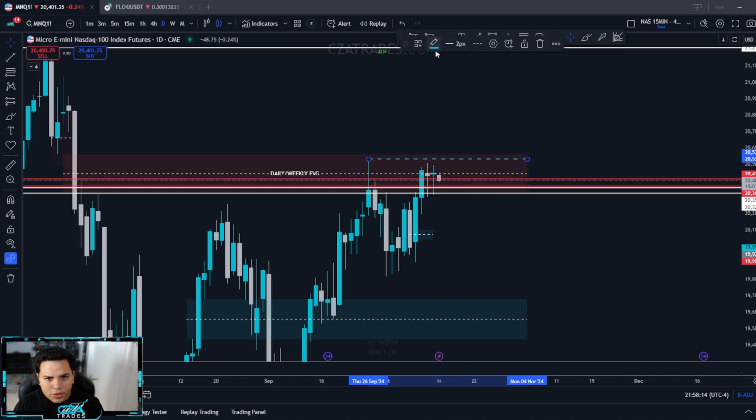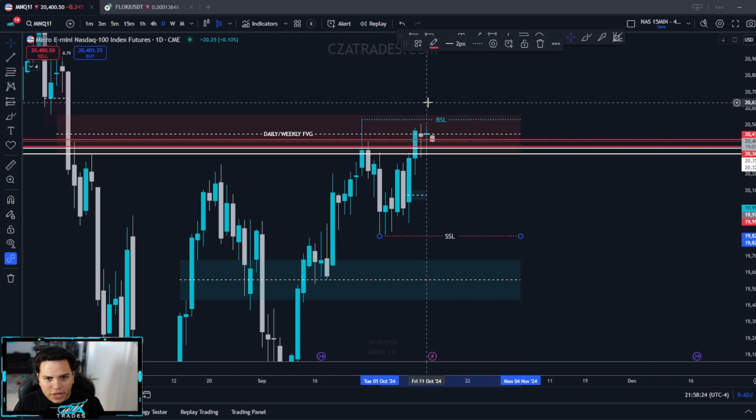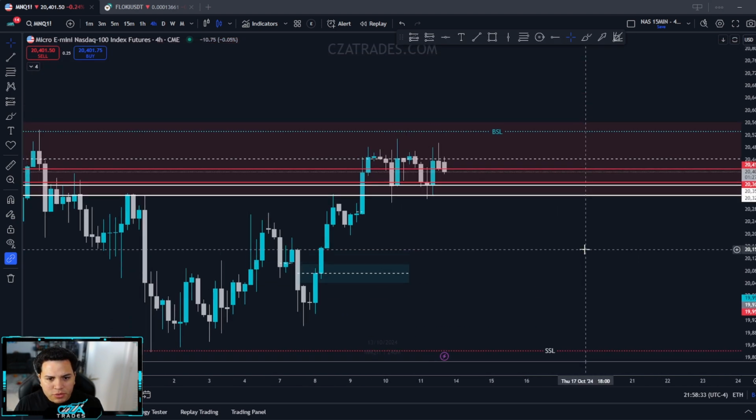Color that blue. This is the buy side liquidity, and then this is going to be our sell side liquidity. We're going to look at these two different levels on the daily time frame, so we're going to see how this plays out. Let's go down into the 4 hour. What do we see in the 4 hour?